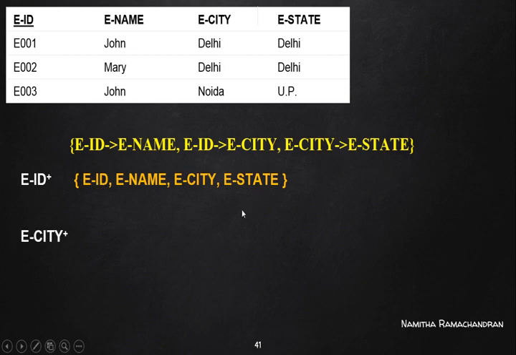Next is the closure of ECT. So the closure set contains ECT. Then if we know ECT, with the help of that ECT value, we can derive the state information also. So EState is also included in this closure set.